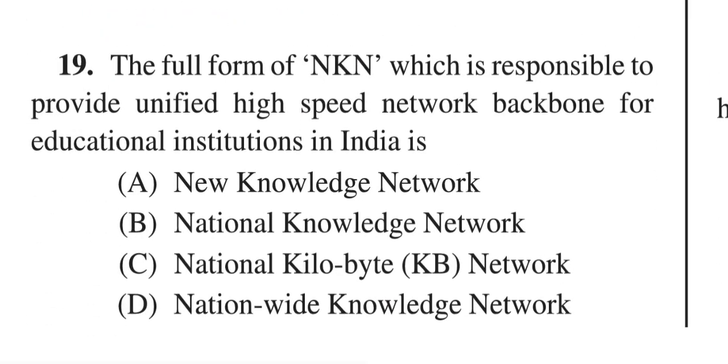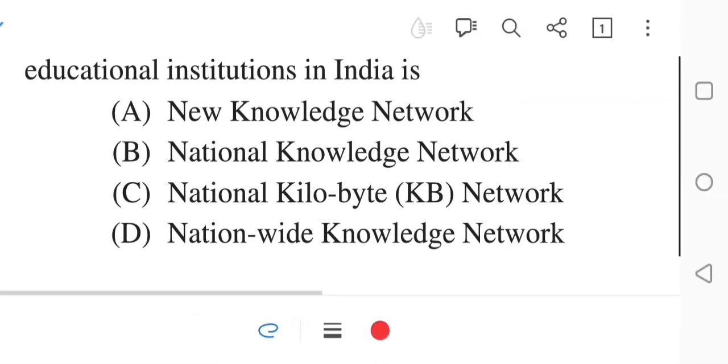Number 19, it says the full form of NKN, which is responsible to provide unified high-speed network backbone for educational institutions in India, is what? New Knowledge Network, National Knowledge Network, National Kilobyte KB Network, Nationwide Knowledge Network. This question is related to science and technology, but it is also related to research, and you can say education or higher education. Okay, 19, the correct answer will be B, that is National Knowledge Network.